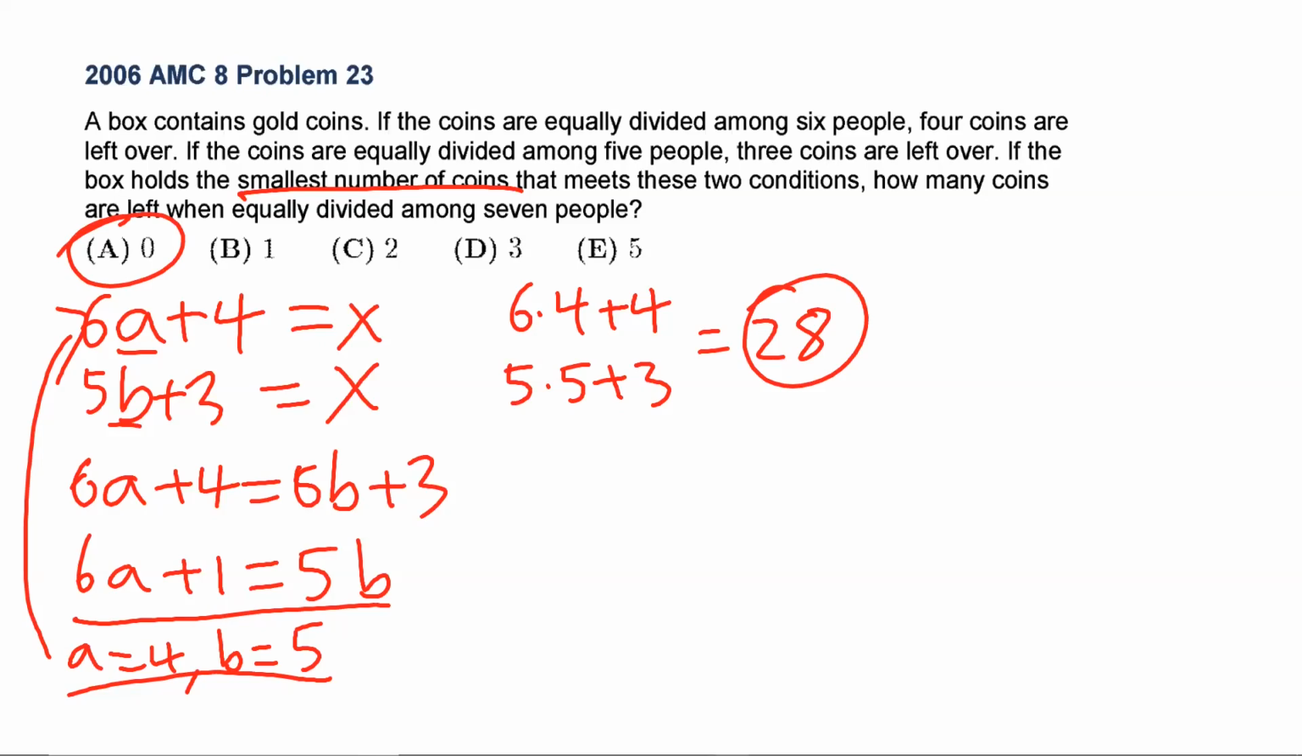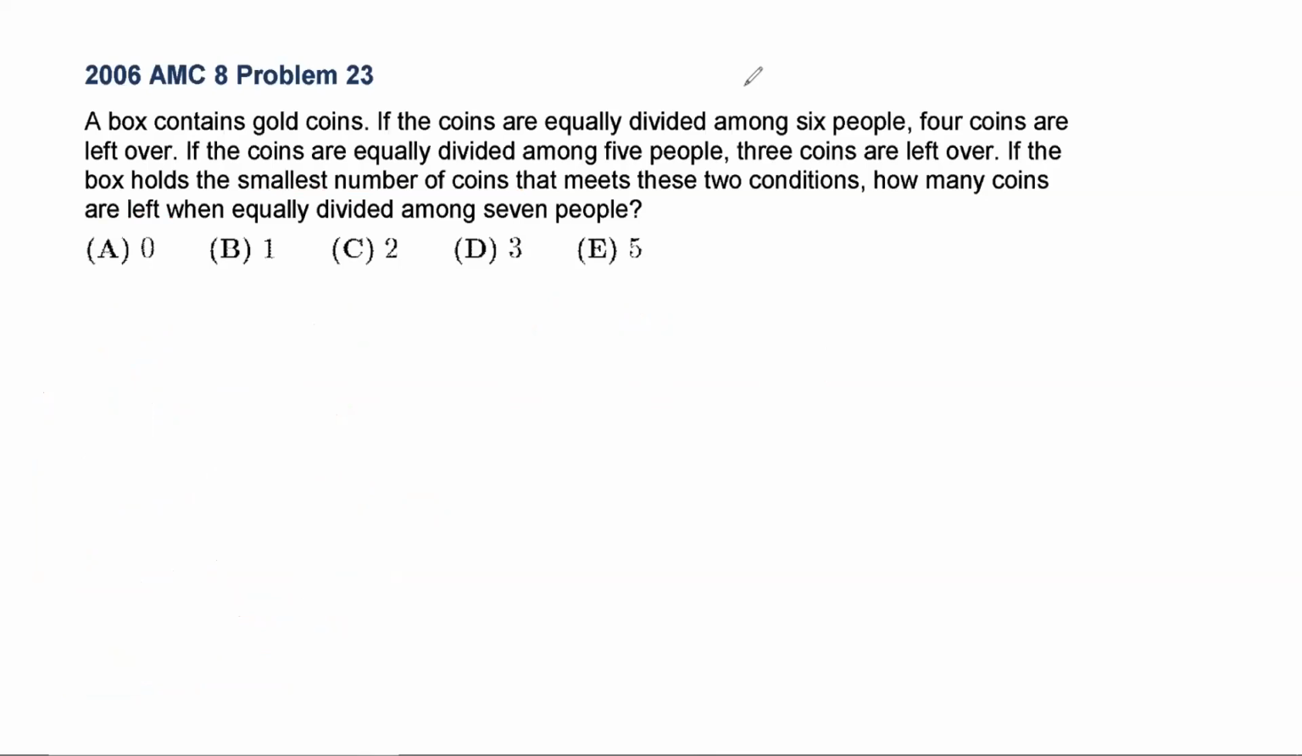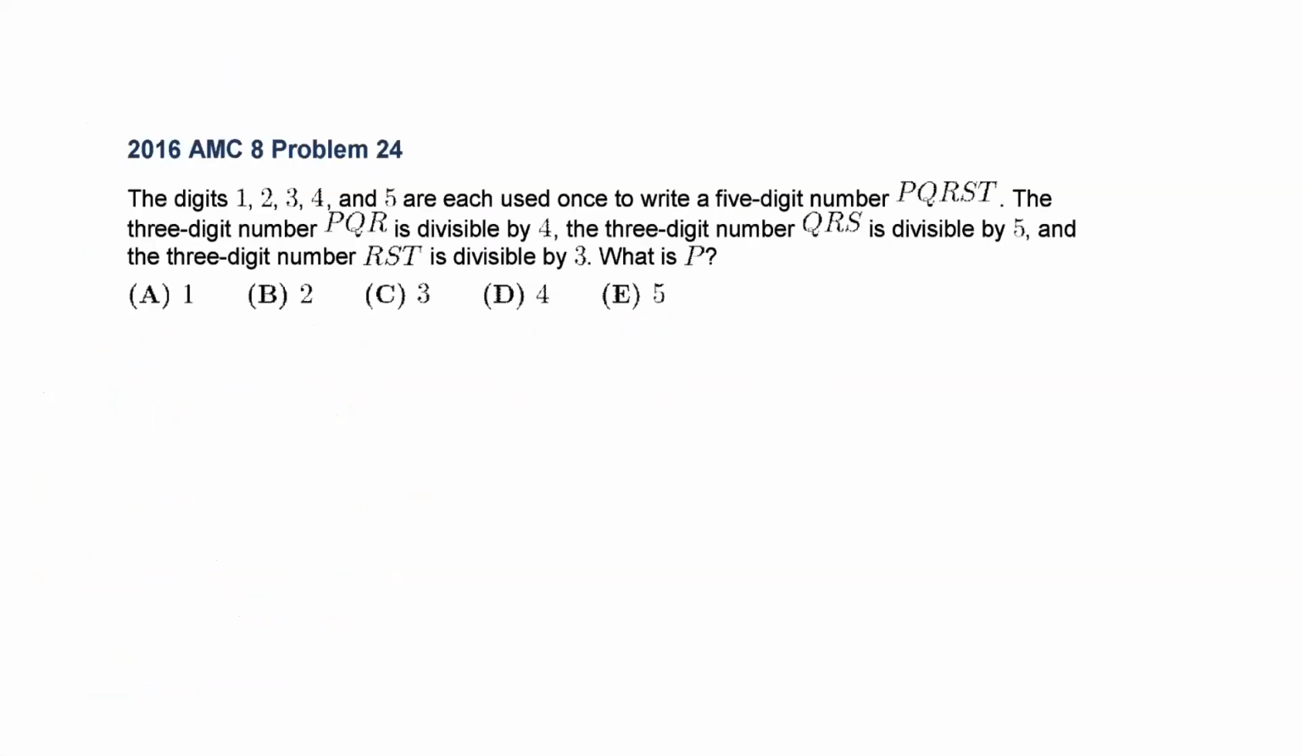Okay, so let's move on to the next problem. The digits 1, 2, 3, 4, and 5 are each used once to write a 5-digit number PQRST. The 3-digit number PQR is divisible by 4. The 3-digit number QRS is divisible by 5. And the 3-digit number RST is divisible by 3. What is P?